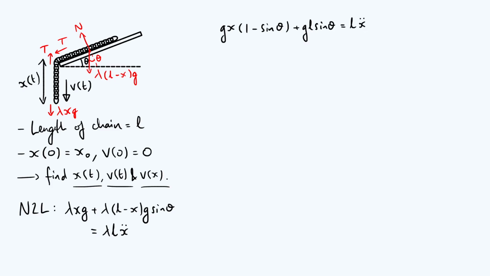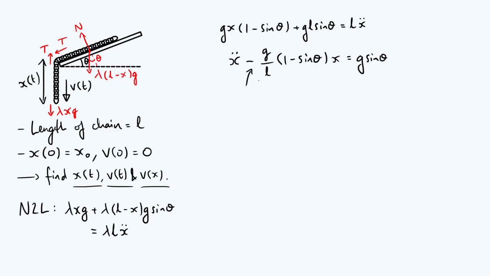We can put this into a slightly more familiar looking form by dividing everything by L and moving some of the terms around a little bit. So we're going to get x double dot. We put the x term on the same side as the x double dot, and you get g over L into 1 minus sin θ, which is the coefficient of x. That's now equal to g sin θ, and the reason I think this is a good form to put it in is this now looks very much like a simple harmonic motion equation with a couple of differences.